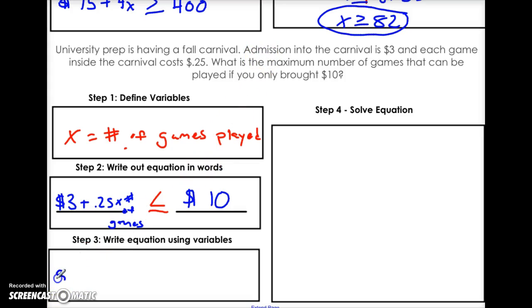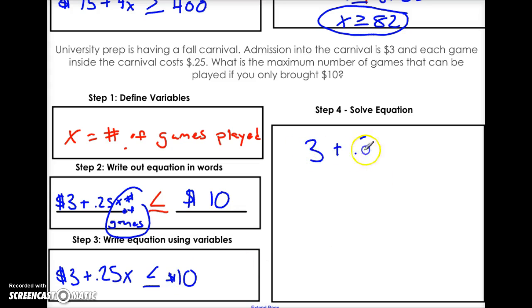Let's write this out. So we know that $3 plus 0.25, which is 25 cents, times the number of games played, x. Right? We're just transferring that into an x now. Has to be less than or equal to 10. Let's solve this. $3 plus 0.25x has to be less than or equal to 10. You could drop the dollar signs, they're not important.